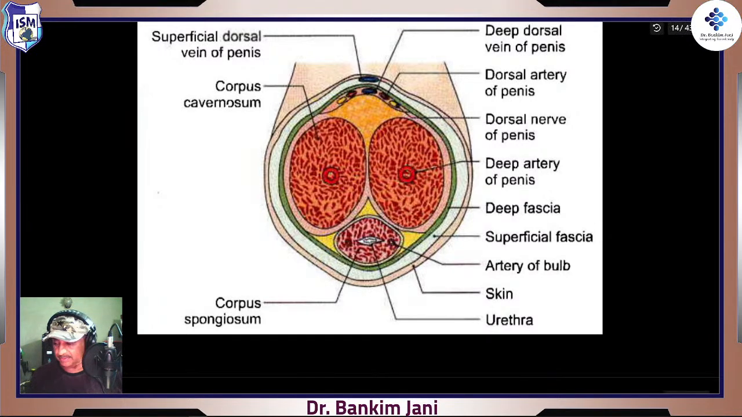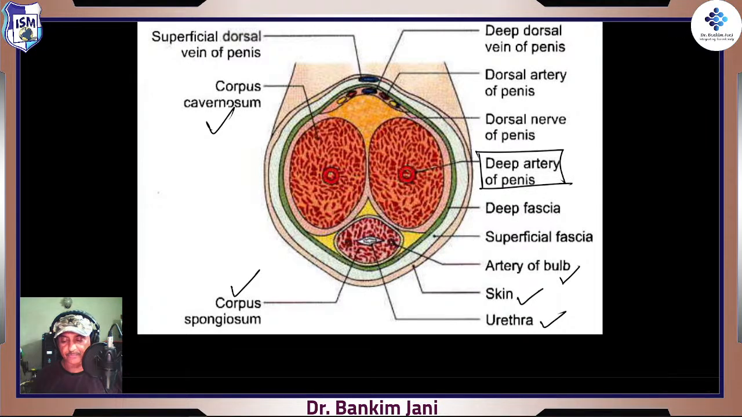These are the corpus cavernosum on both sides, and there is the corpus spongiosum in the middle. In between there is the urethra, then there is skin, and the artery of the bulb, a special artery, but watch for these deep arteries of the penis. These are the big arteries which will be responsible for the blood supply.